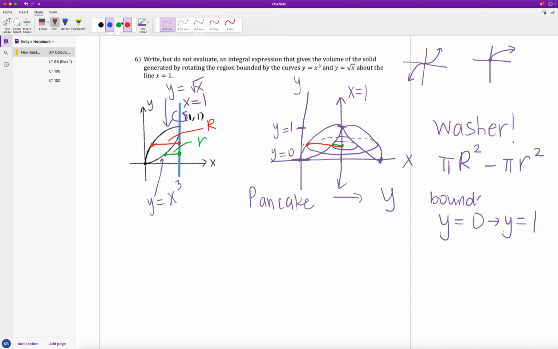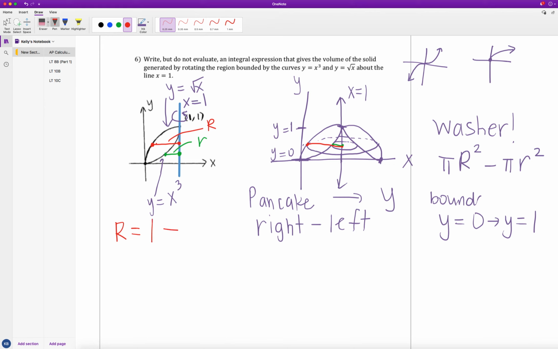Well, because we're in terms of y, I have to be thinking about this in terms of what is the right side of this curve. Since we're in terms of y, we have to think about this as what is the right side of this curve minus what's the left side curve that we're intersecting. So let's start with our big radius here. When I think about this big radius, the right curve here is the axis of revolution. So that would be x equals 1. So my right curve there is 1.